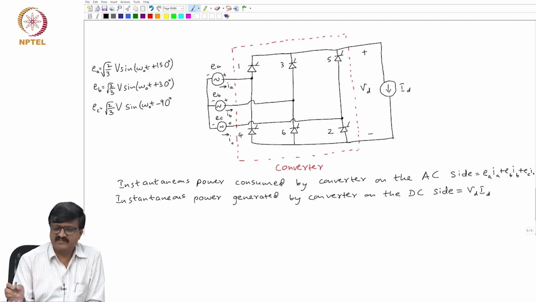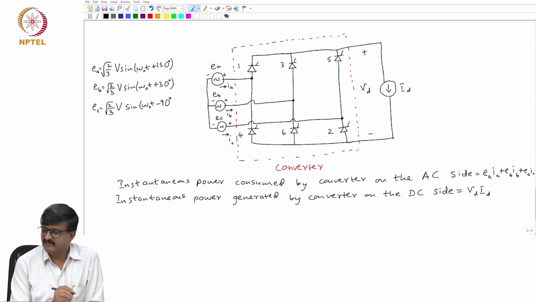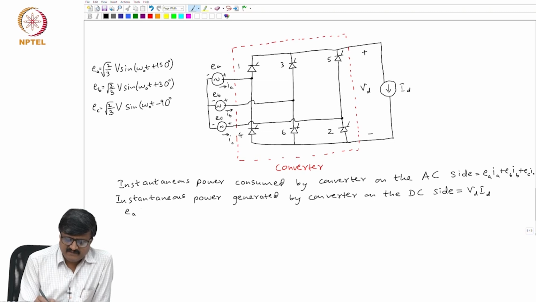Please note, if there is storage, the instantaneous power can just go in and not come out, or a smaller value of instantaneous power can go in at some instant, but a larger value can come out, because what is coming out can be from the stored energy. So, there is no inductor or capacitor in the converter. That is why the instantaneous power consumed by the converter on the AC side is equal to the instantaneous power generated by the converter on the DC side. So, what I am trying to say is EA IA plus EB IB plus EC IC is equal to VD ID.